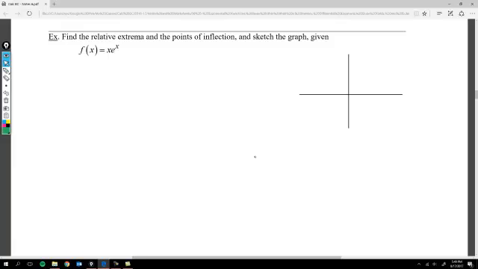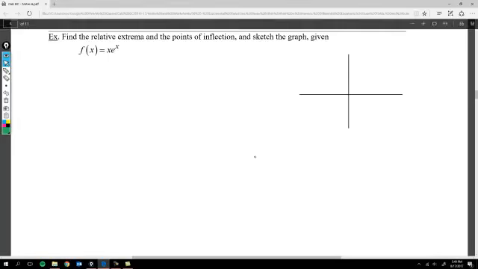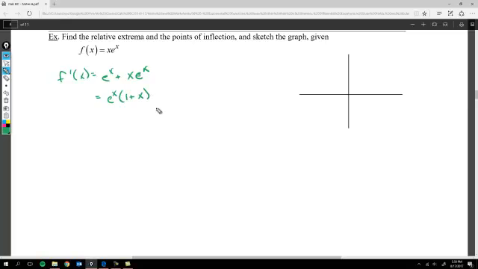Okay, now they want us to find relative extrema, points of inflection, and sketch the graph of our given function. Oh boy. Well, to find our extrema, we need to find our first derivative. I have a product of two functions, so I'm going to do product rule. Okay, so there's my product rule. You can check my work, and I'm going to go ahead and factor out this e to the x just to make my life a little easier. It looks a little simpler that way.